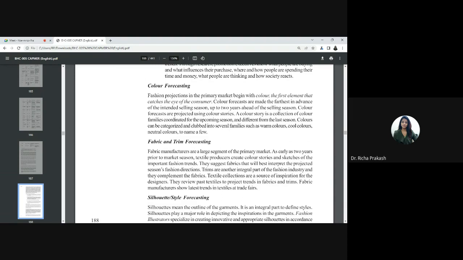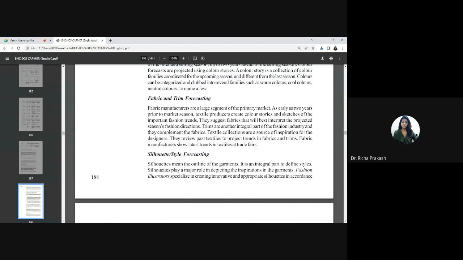So there are various types of forecasting. Color forecasting, one has to know what are the different colors that would come. In this, primary, secondary, tertiary colors, all these things you'll read later on. Fabric and trim forecasting, what are the different fabrics that are in the market right now, the trimmings and all.